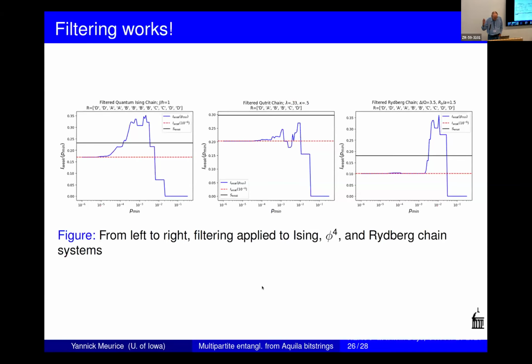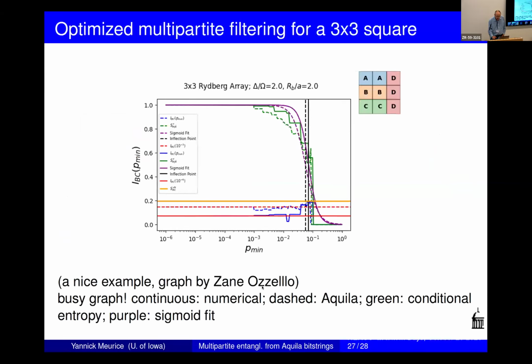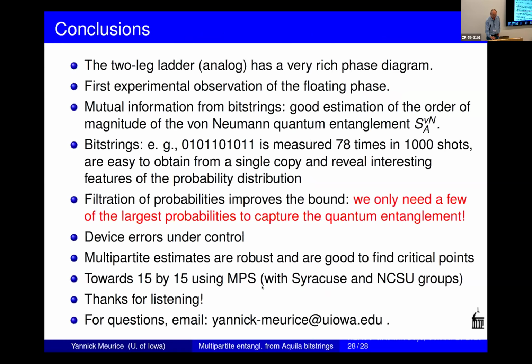And the filtering works. This is crazy. This is just an example, the dashed Aquila, and we filter, and again we use this conditional entropy, and we get really close to the target value. And so I think the 2-leg ladder is a very nice analog simulator.